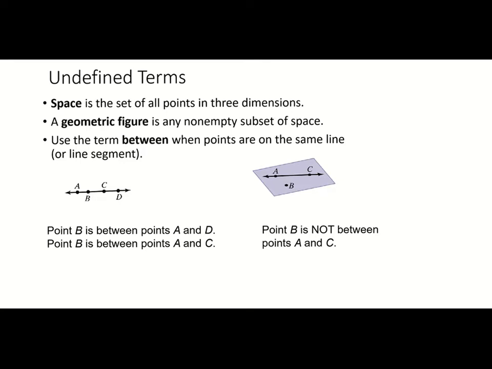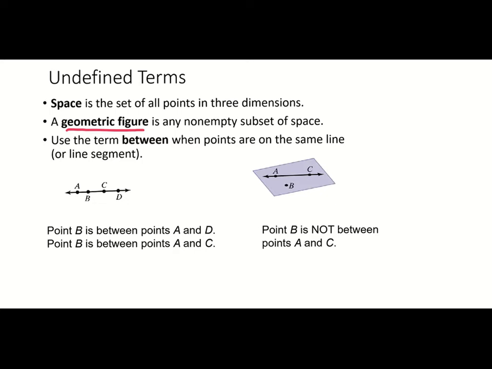All right, our next undefined term. So this is our fourth undefined term. First we have space. And space is the set of all points in 3 dimensions. This is something I'm probably not going to test you on. I'm not going to quiz you on it. But it's something you may see somewhere else. It's good to have knowledge of. A geometric figure, which we'll work with lots of geometric figures in this class, is any non-empty subset of space.